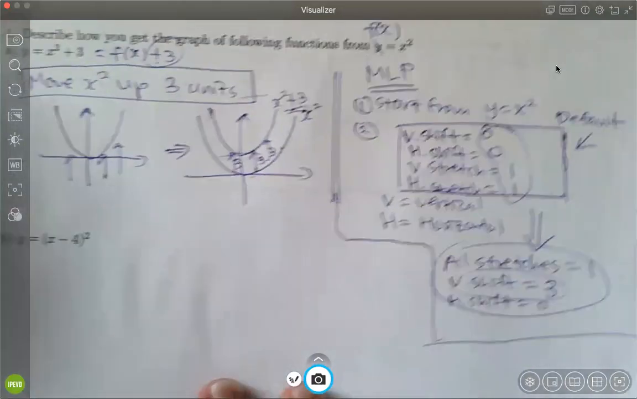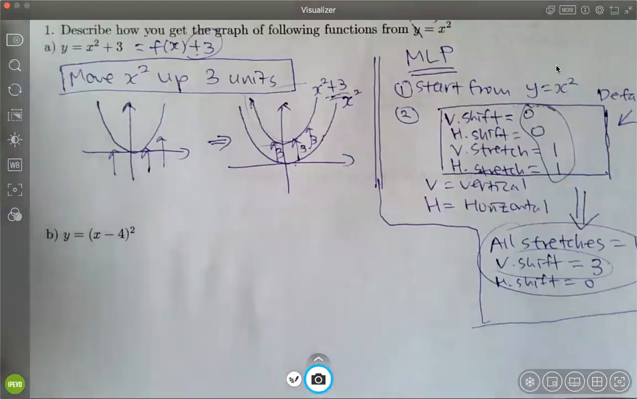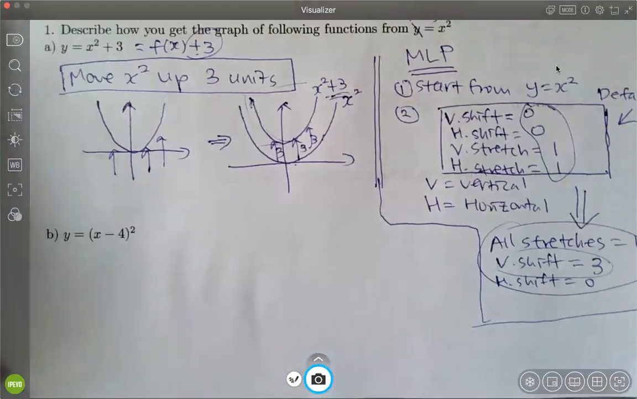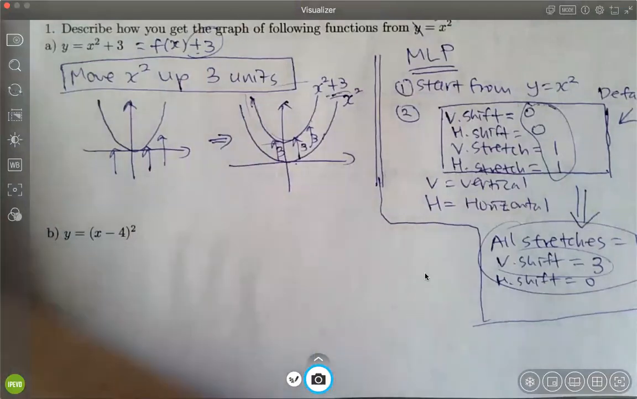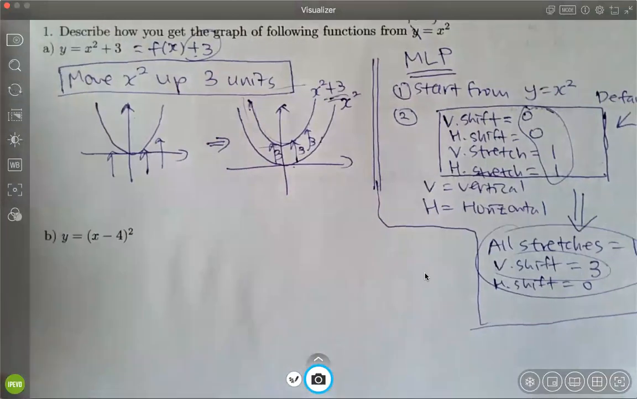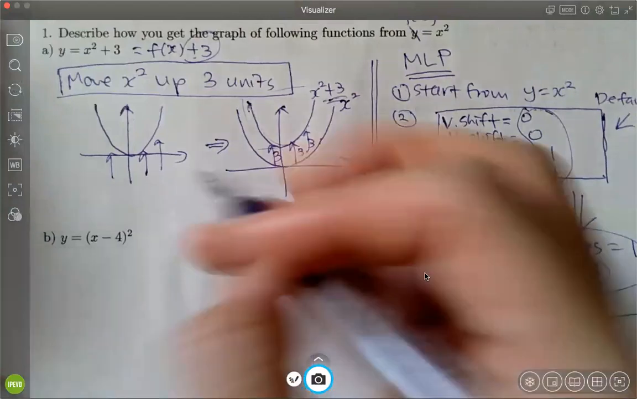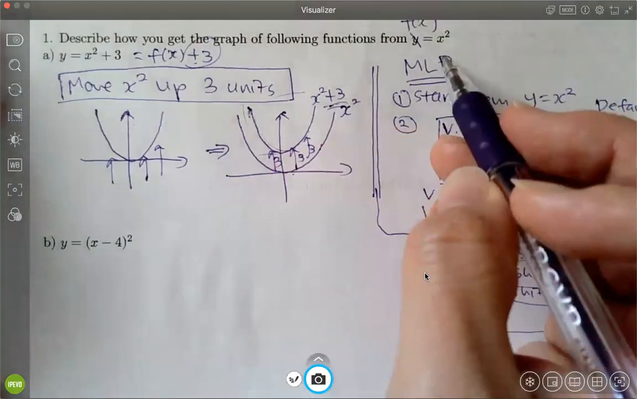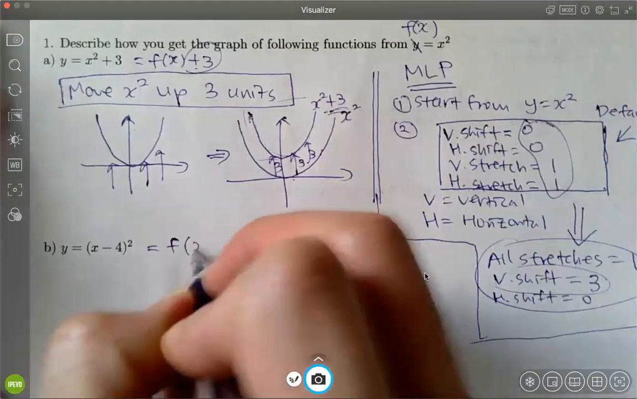Okay, so now part B, x minus 4 quantity squared. Okay, so now for this problem, please do not FOIL this x minus 4 squared. Okay, that's not the point. Now, since x squared is f of x, this is equal to what? F of x minus 4, right?